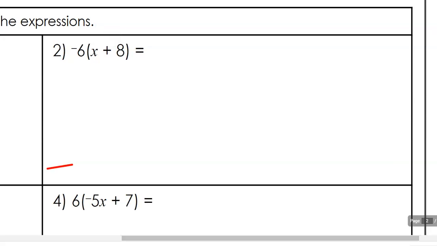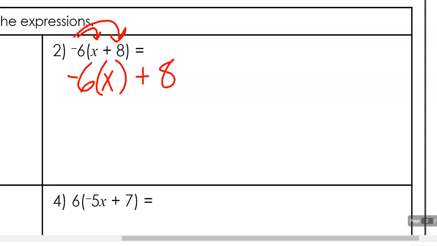Let's do number 2. This is distributive property here. We are going to multiply this negative 6 times both terms in the parentheses. I'm going to show that this is distributive property by using my arrows. I'm going to multiply negative 6 times x, and use parentheses to represent multiplication, and I'm going to multiply 8 times negative 6 as well.